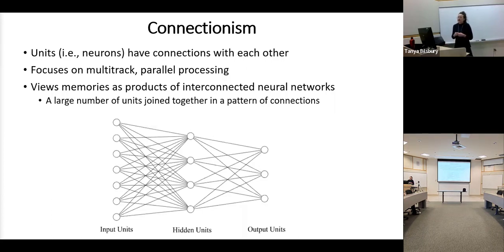Connectionism is the idea that there are units in your mind, maybe they're neurons, they have connections with each other. And memories are products of interconnected neural networks. Somehow, these neurons join together, are connected to each other in patterns. And your memory is something about pattern. I'll give you an example that supports the idea of networks.